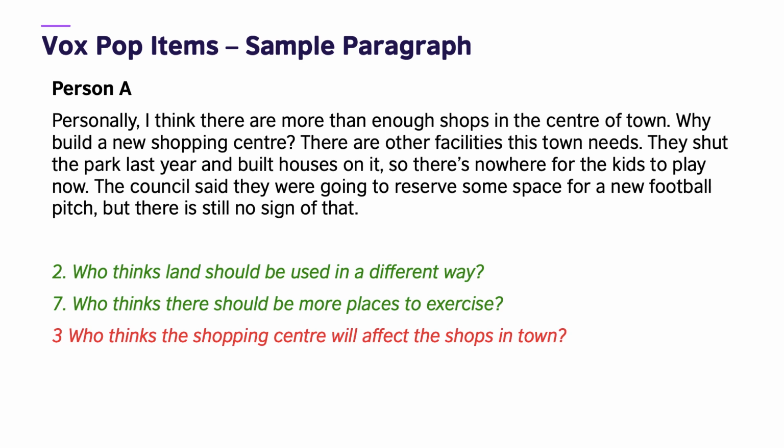Let's take a look at a paragraph in more detail. This is person A. Person A is the key for question 2 and question 7. The person does not directly state either of the opinions in the questions. The test taker would need to demonstrate understanding at paragraph level in order to identify them as answers. For example, the idea of a new football pitch not having materialized and the idea that there being other facilities needed by the town both indicate that person A is the key for question 7. A place to exercise is an effective paraphrase for a new football pitch.